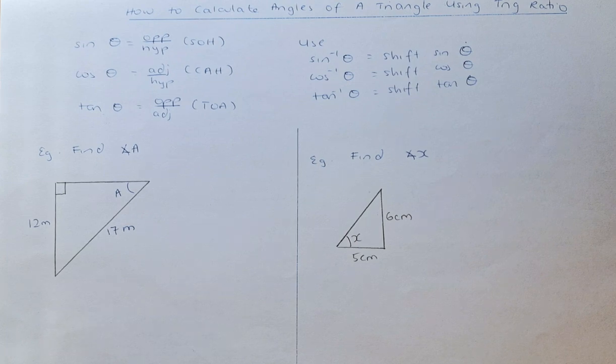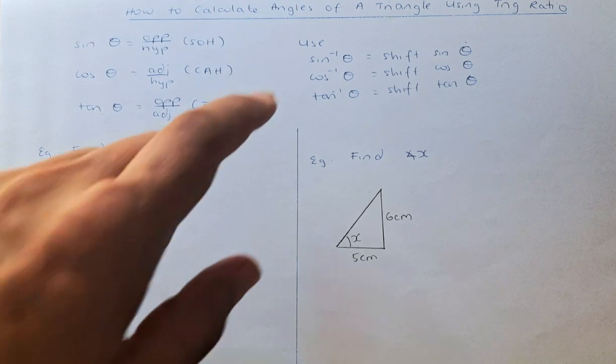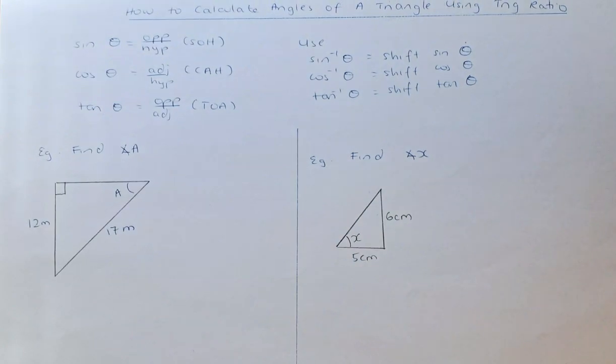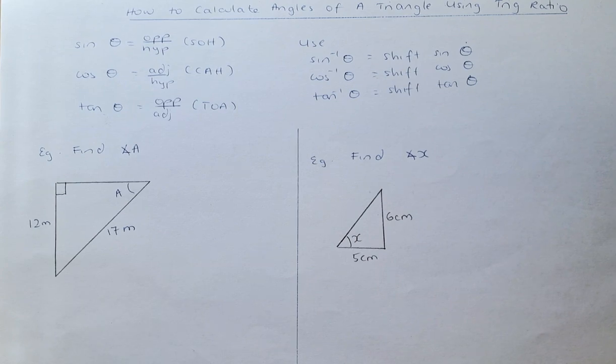To find the angles, however, you need to use this function. You need to find sine inverse, cosine inverse, and tangent inverse. To do that, look at your calculator. On top of the sine theta is the sine inverse. You need to press the shift button. Shift sine theta will give you sine inverse. Shift cosine theta will give you cosine inverse, and shift tangent theta gives you tangent inverse. If you can find it, let's go.